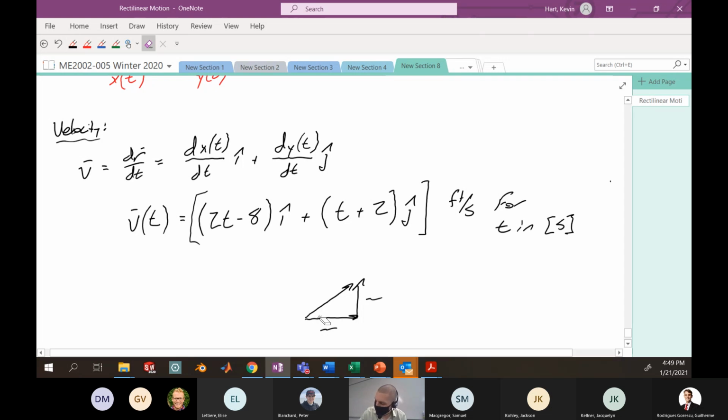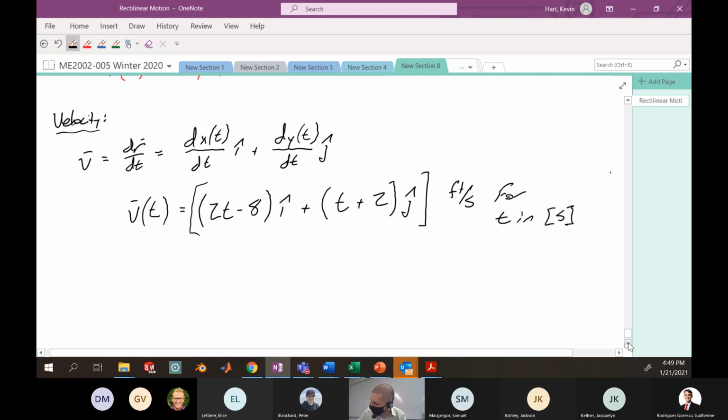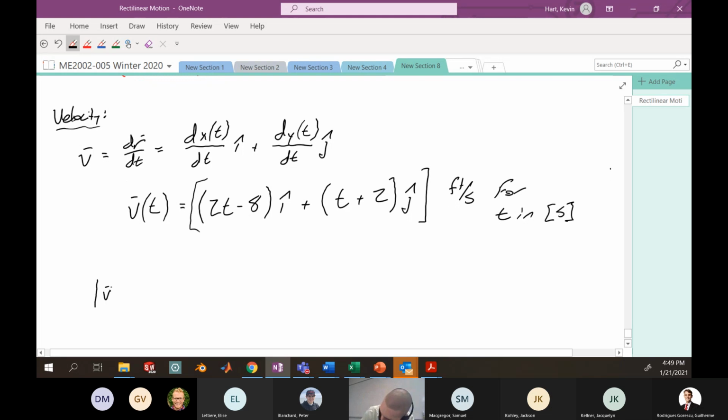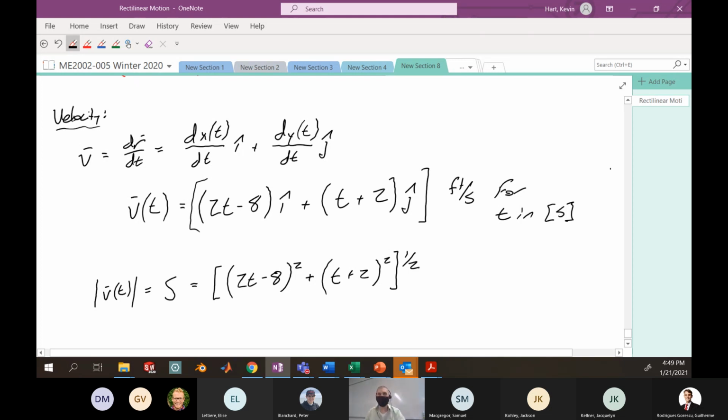And so in math language, how we would execute that is to say that the magnitude of the velocity, which we said before was the speed, I'll use capital S, is the square root of the sum of the squares of the components that make up that velocity. So the x component is 2t minus 8 squared, plus the y component is t plus 2 squared. That is my speed at any time t.